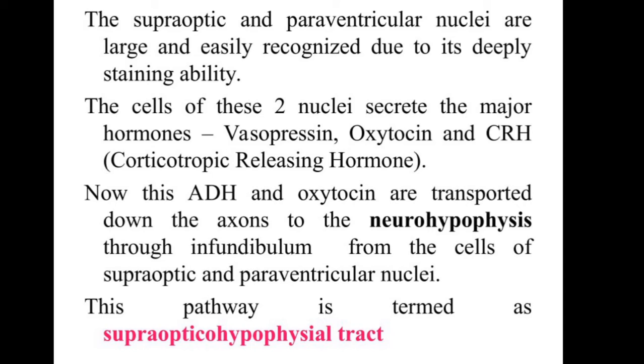Where is the neurohypophysis? Posterior pituitary. Posterior pituitary is also called as neurohypophysis. When we look at the pituitary gland I'll explain that. Meanwhile, I'll say pituitary gland is divided into three parts: anterior pituitary or adenohypophysis, then median part and posterior part, posterior pituitary, that is called as neurohypophysis. So these two hormones are transported down the axons to the neurohypophysis through infundibulum.